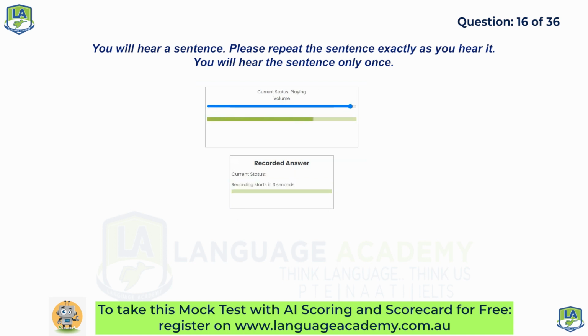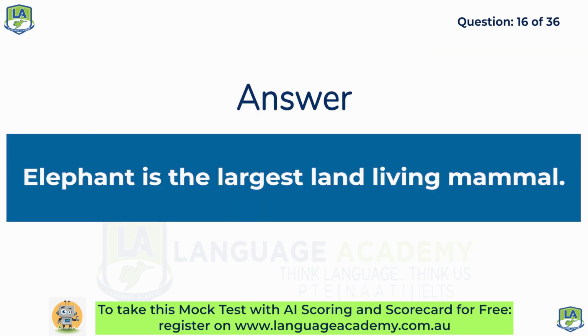Elephant is the largest land living mammal.